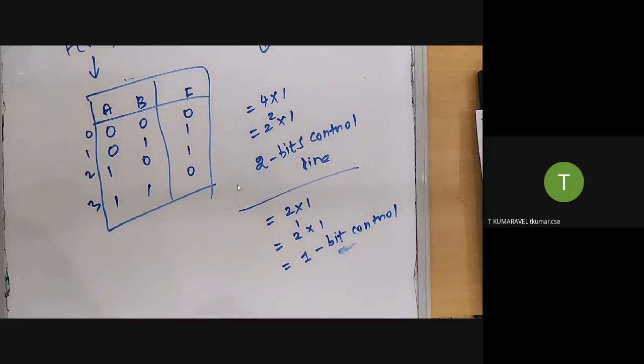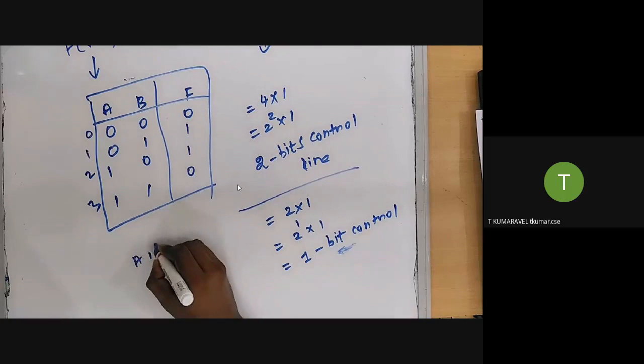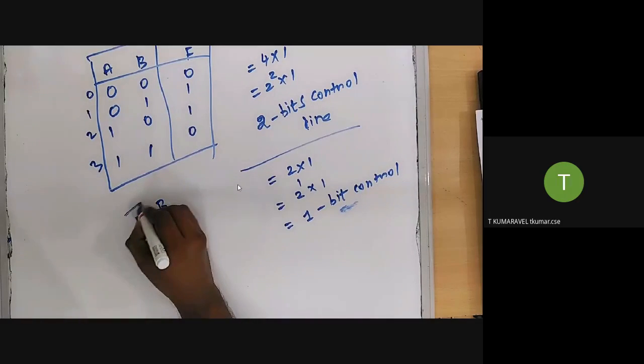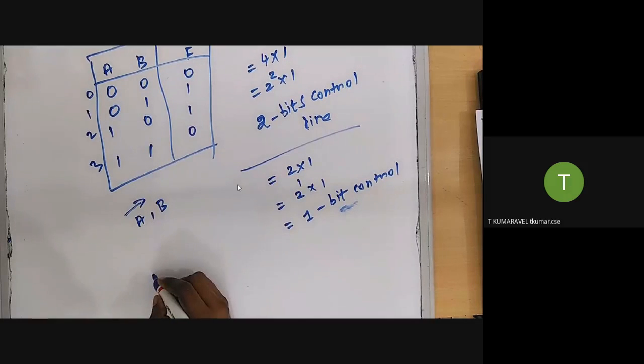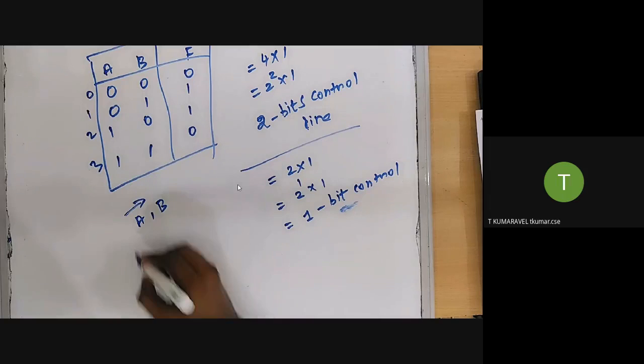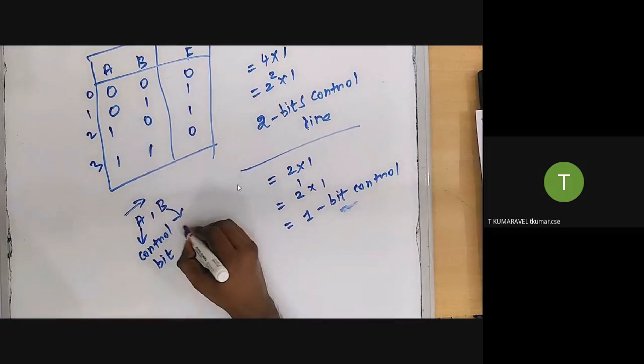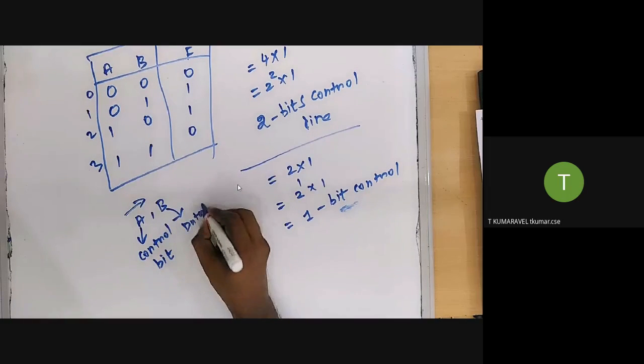So now what you are going to do? You have the two variables A, B. Among the two variables, one is acting as a control line. Already I said, how do you select the control line? You select from MSB to LSB. Am I correct? So A is acting as a control line and B is acting as a data line.